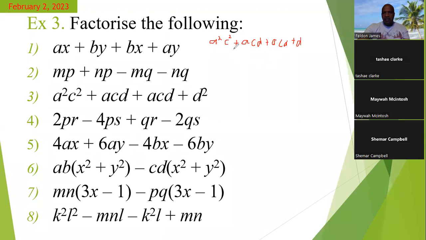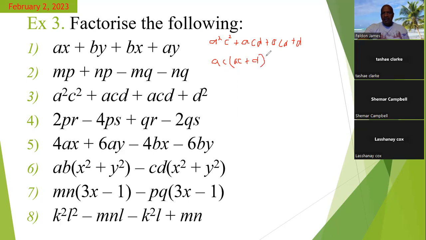All right, so for this first pair, the common factor would be AC. So we pick out AC as our common factor. So AC into A squared C squared would just give you back AC. Now over here, for the next term, AC into ACD will leave you only with D.